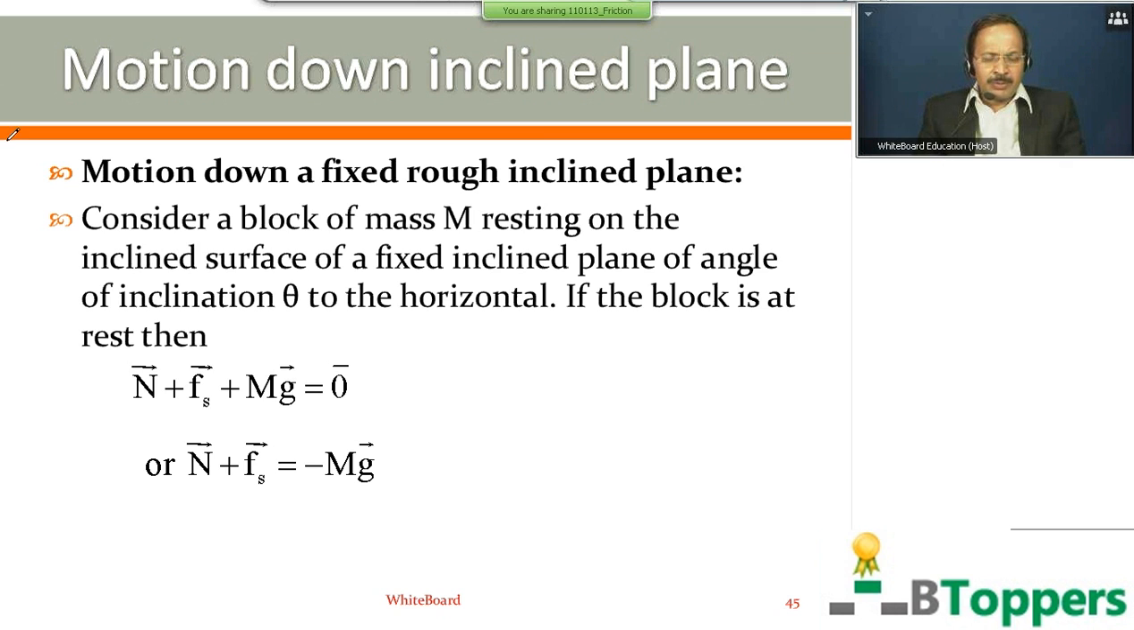Or you can write N bar plus Fs bar equal to minus Mg bar. The resultant, the vector sum of normal reaction and friction forces on the block by the inclined plane, is called total reaction on the block. That means vector N bar plus Fs bar, the resultant of normal reaction and static friction forces on the block by the inclined plane, we call the total reaction of the block, equal to minus Mg bar.